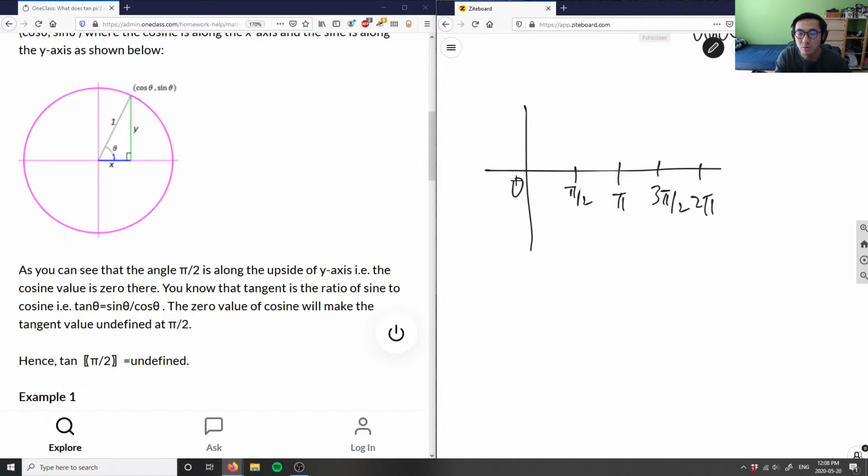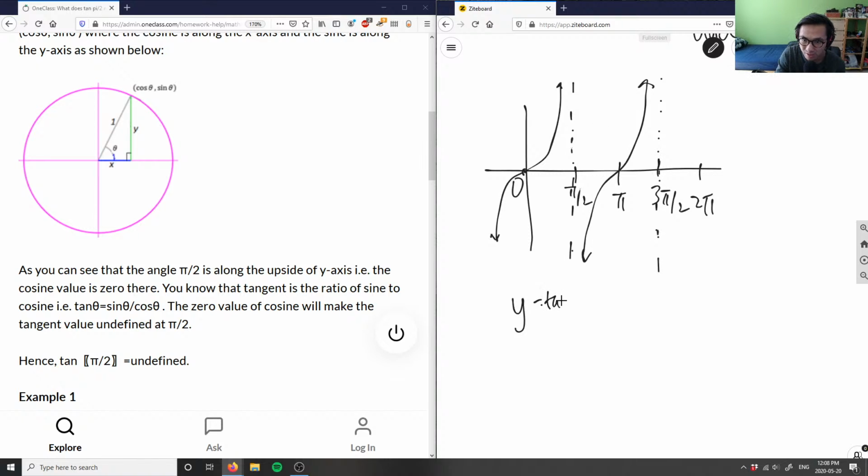2 pi. You realize that tangent of 0 is 0 here, and this goes kind of like a cubic function. It starts at pi over 2 and then goes towards 0, and then makes its way like this. And there are vertical asymptotes at pi over 2 and 3 pi over 2, like so. So this is the graph of this here.